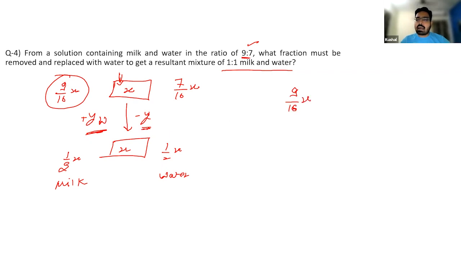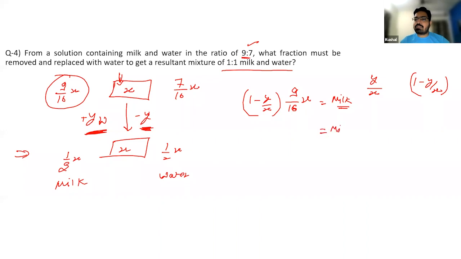Now, what am I doing? I'm removing Y liters. That means what fraction has been removed? Y by X has been removed. That means the leftover quantity should be 1 minus Y by X, correct? So 1 minus Y by X of 9/16 X should be the quantity of milk leftover after this step. And I'm adding water, so the quantity of milk will not change. So finally, this should be the quantity of milk.